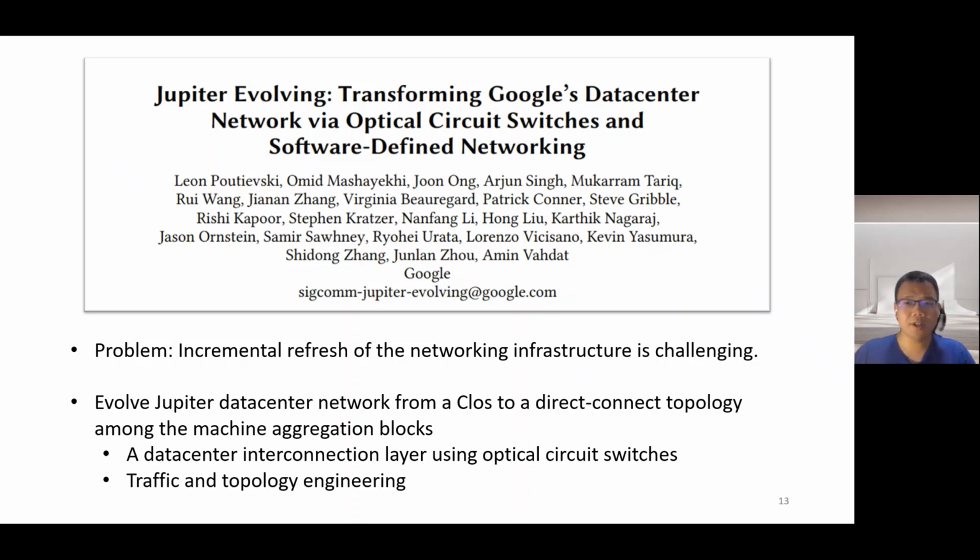In this paper, the authors share their unique experience evolving the Jupiter data center network from a traditional Clos topology to a direct connect topology among the machine aggregation blocks. To this end, the authors used optical circuit switches to build a reconfigurable data center interconnection layer among the blocks. The authors also designed corresponding traffic and topology engineering mechanisms.